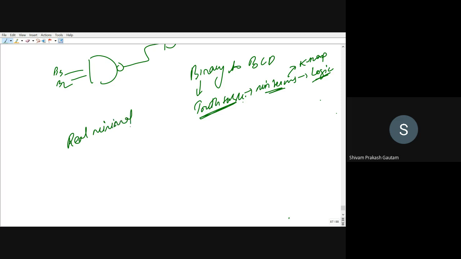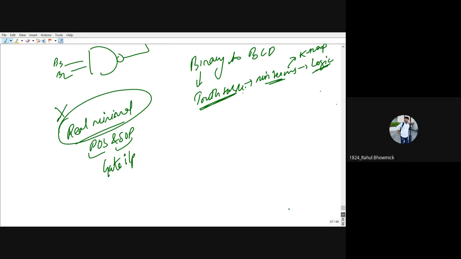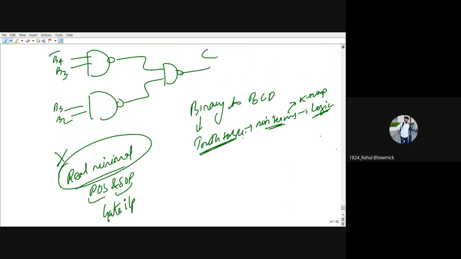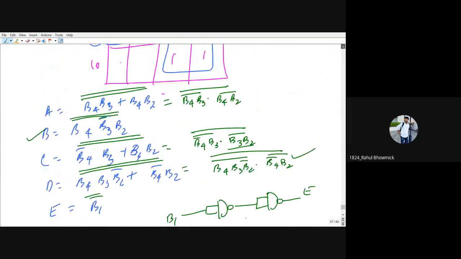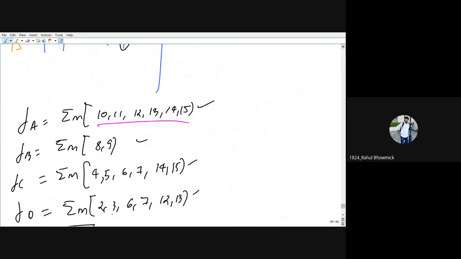In the real minimal case, you have to obtain both POS and SOP form. Both forms you have to obtain, and then you have to calculate the gate input. If real minimal has been asked in the problem. If it has not been asked, then you can simply draw any of the logic that you prefer, either POS or SOP. So we have to find the gate input for each of A, B, C, D, E.